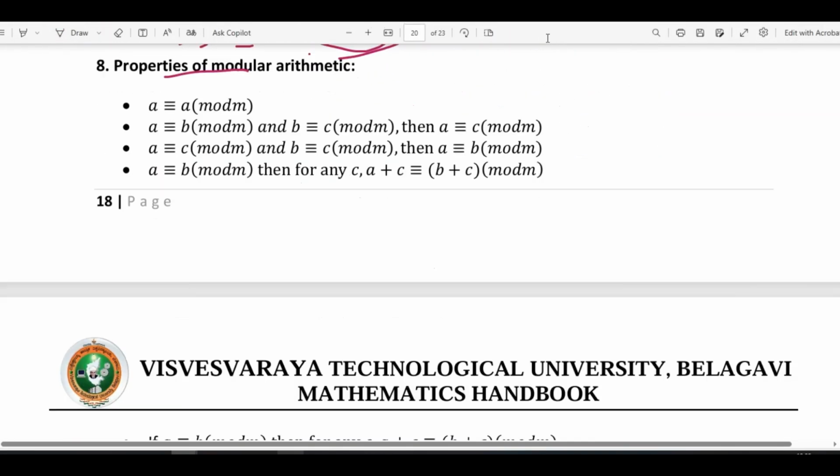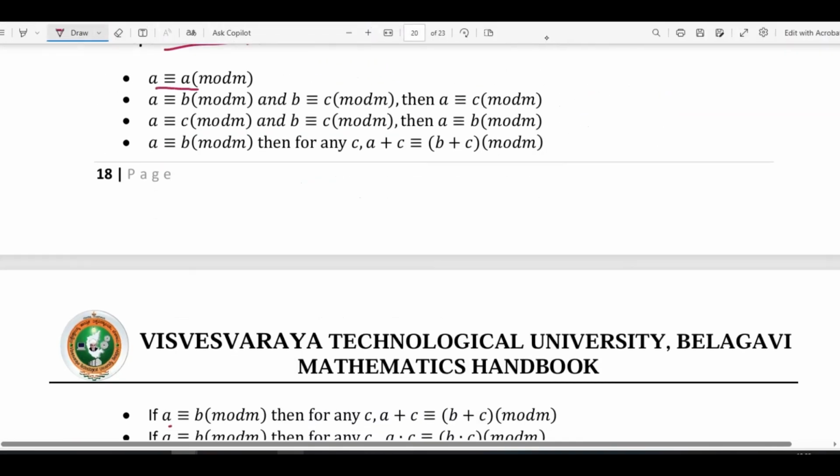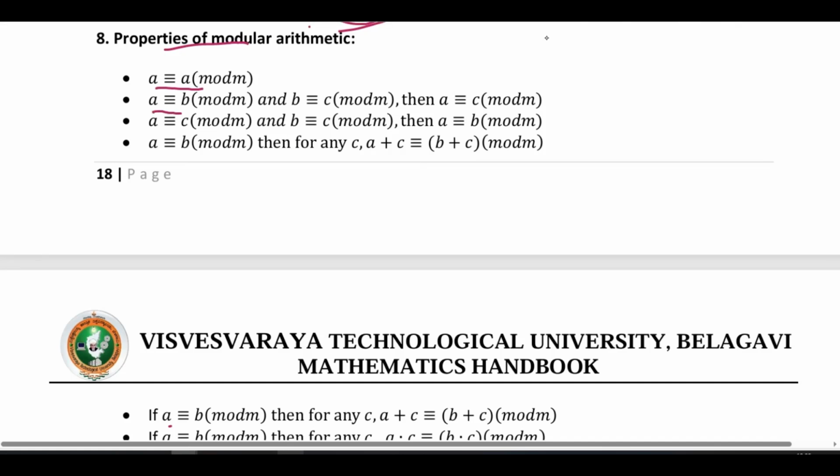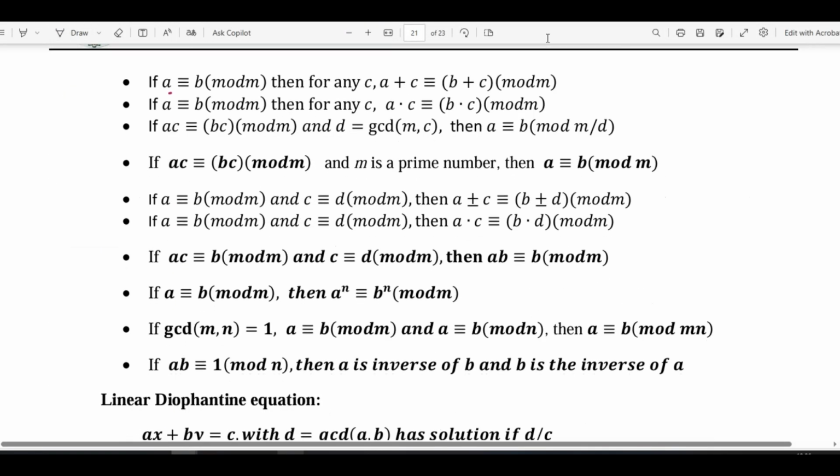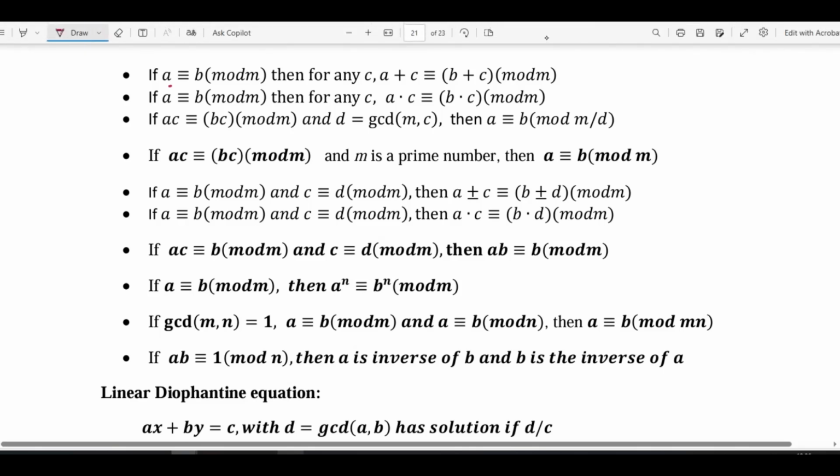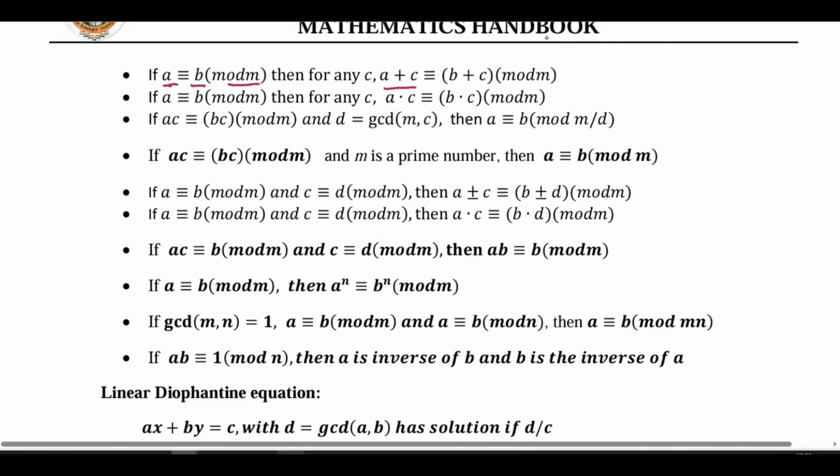We have some properties: a congruent to a mod m; if a is congruent to b mod m and b is congruent to c mod m, then a is congruent to c mod m. If a is congruent to c mod m and b is congruent to c mod m, then a is congruent to b mod m. If a is congruent to b mod m, then for any c, a + c is congruent to b + c mod m. Then a times c is congruent to b times c mod m.